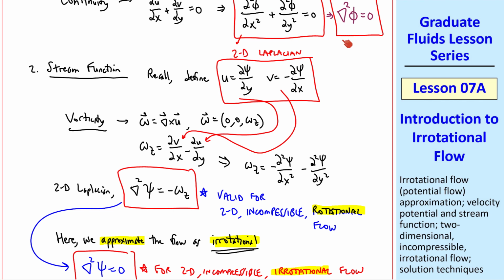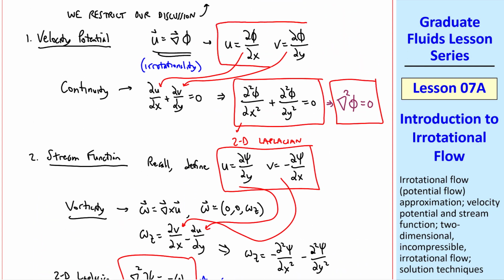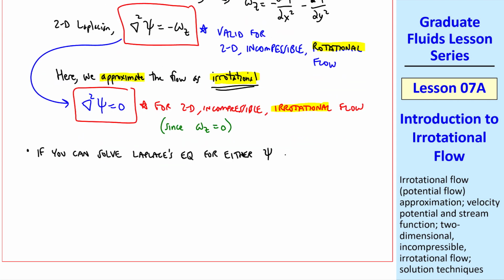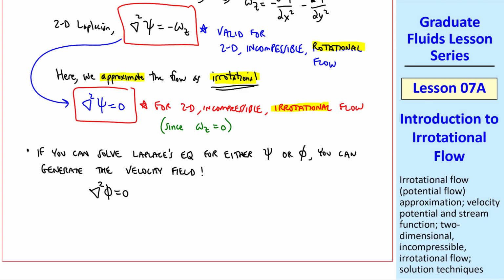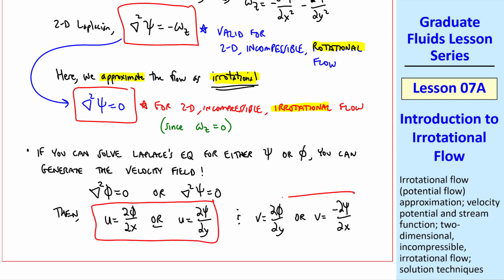We notice something interesting here. We have the 2D Laplace equation for phi, and we have the 2D Laplace equation for psi. And the velocity components u and v are expressed either in terms of psi or in terms of phi. Thus, we can make this statement. If you can solve Laplace's equation for either psi or phi, you can generate the velocity field. In other words, solve del squared phi equals 0 or del squared psi equals 0. Then u equal del phi del x, or u equal del psi del y, and v equal del phi del y, or v equal negative del psi del x. We can solve for the velocity field by solving either for phi or for psi.